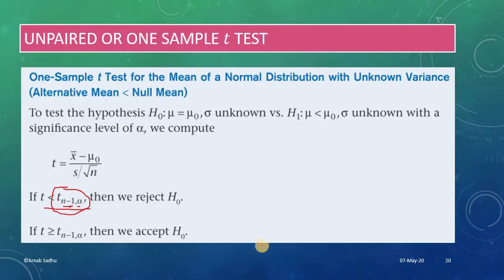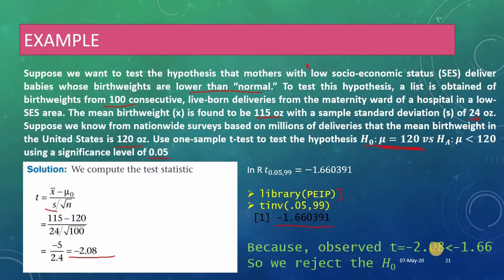Now our observed t is less than the cutoff t value, so we reject the null hypothesis. So we can claim that it is not by chance that we got a birth weight lower than normal, but it is significant enough to support our hypothesis that mothers with lower socioeconomic status deliver babies whose birth weights are lower than normal. So that is how we test the hypothesis using the t-test.